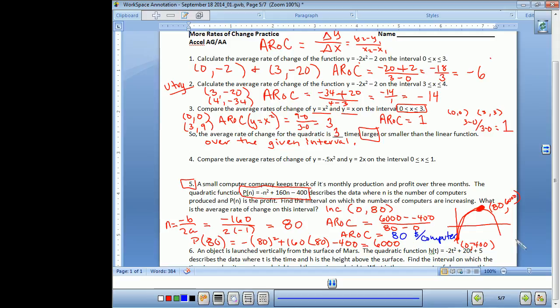Okay, so the back is your homework. The answer key is already posted online. So do the homework and check it.